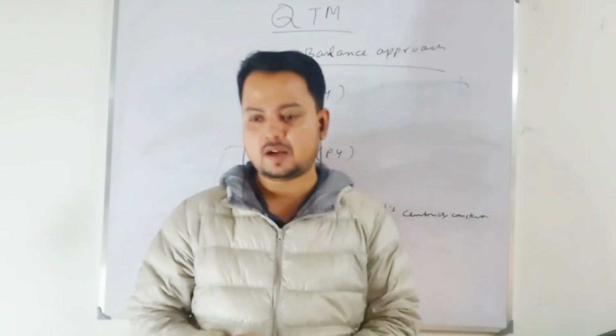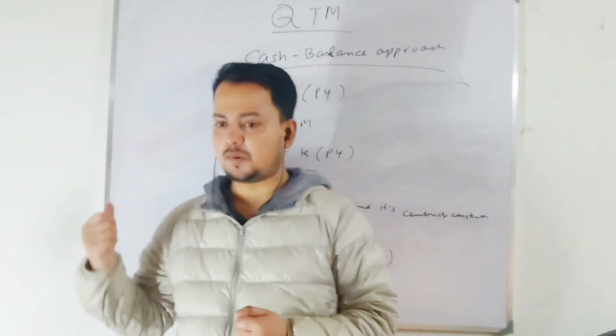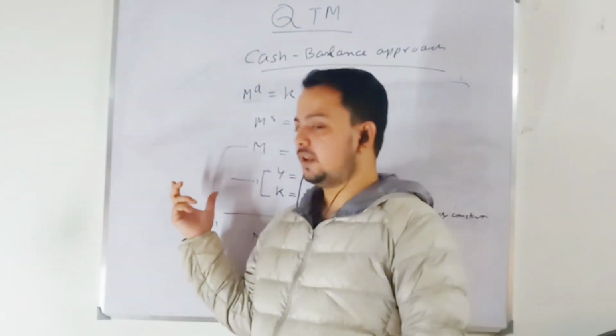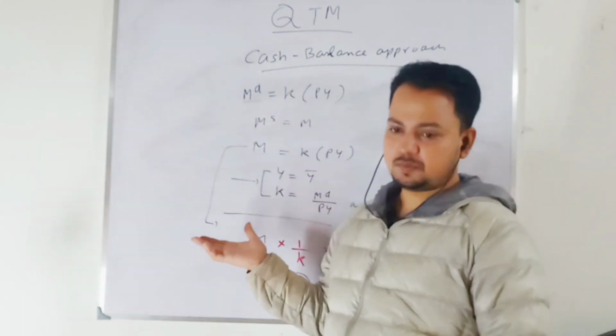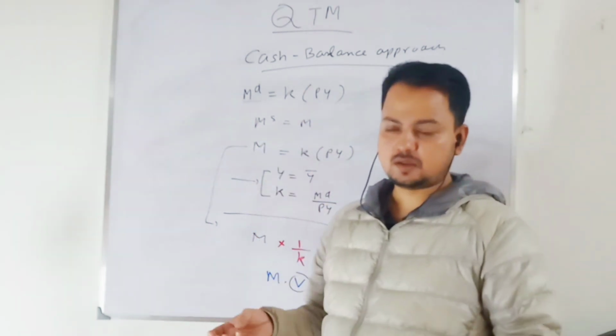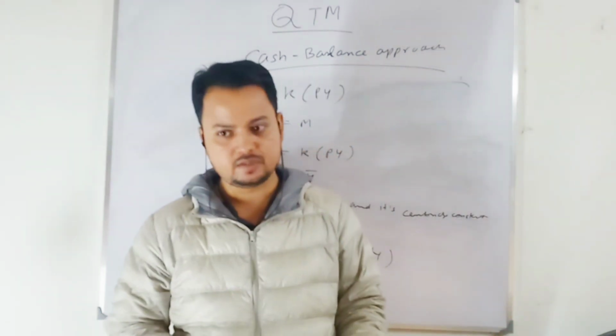So if they ask you about the velocity approach, you can talk about the velocity approach, and how we can make improvement over the velocity approach. We can talk about the cash balance approach, and if they ask about criticism, you can talk about this criticism. Is it clear?